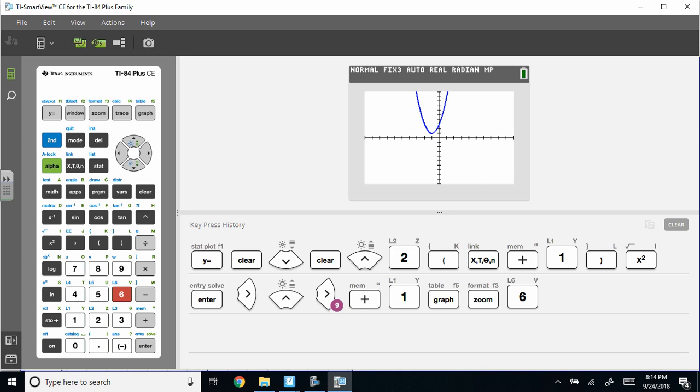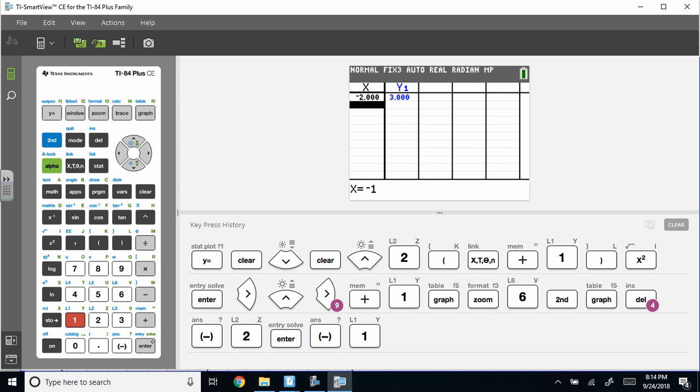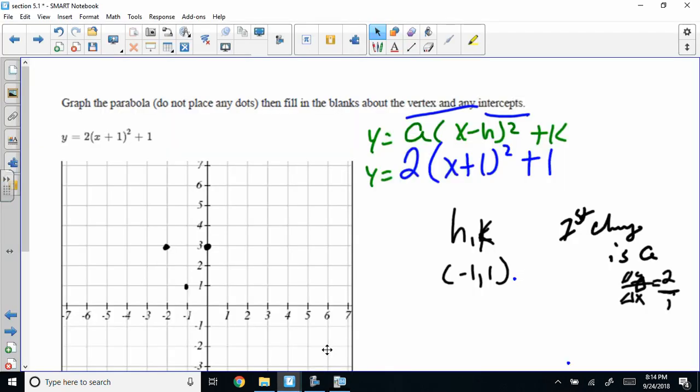So you can't really tell a lot from that, but you can if you look at a table, right? I like tables. Here we go. So we're going to delete those. We said it was negative 1, right? So let's put negative 2, enter, negative 1, enter, and 0, enter. It should be up at 3, 1, and 3, right? Y'all agree? Okay, good. Let's go back and look at our graph. Hey, that's exactly what we got, right? So yeah, the A does follow suit on the vertex form as well.